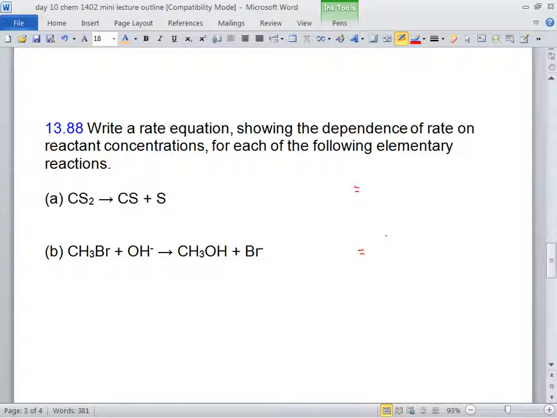So Connor, what did you write for A? Rate equals k[CS2]. Yeah. Hey, how do you name CS2? Carbon disulfide. Ooh, man, you remember carbon disulfide. Andrea, how do you do B? Rate equals k, then brackets CH3Br and then brackets OH minus. Yeah, methyl bromide and hydroxide.